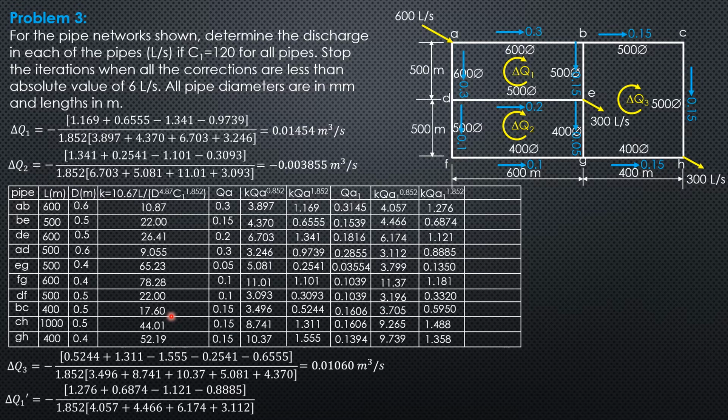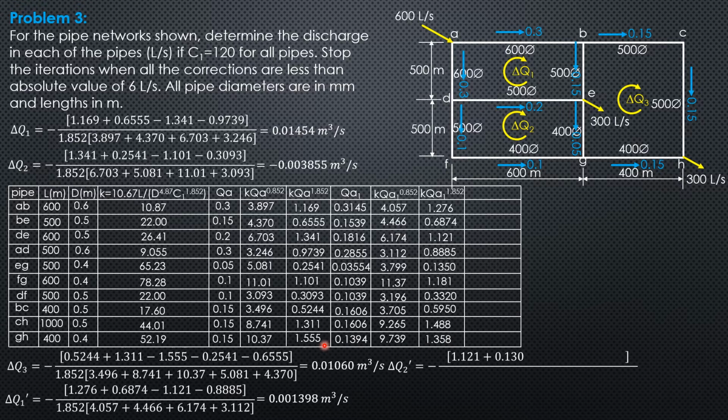22 times 0.1039 to the 1.852, 0.332. 17.6 times 0.1606 to the 1.852, 0.595. 44.01 times 0.1606 to the 1.852, 1.488. 52.19 times 0.1394 raised to 1.852, 1.358.